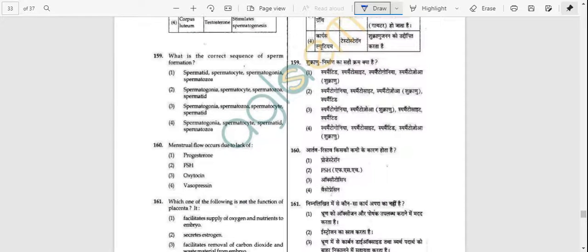Question number 159. What is the correct sequence of sperm formation? Spermatid, spermatocyte, spermatogonia, spermatozoa. First will be spermatogonia, then spermatocyte, then spermatid, then spermatozoa.